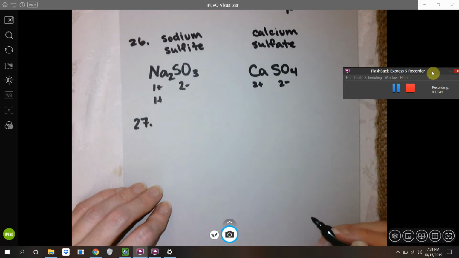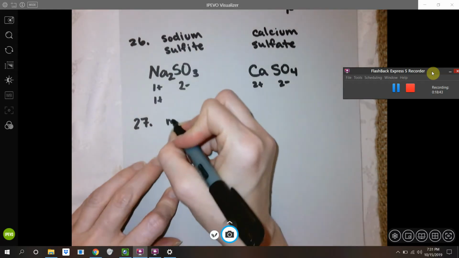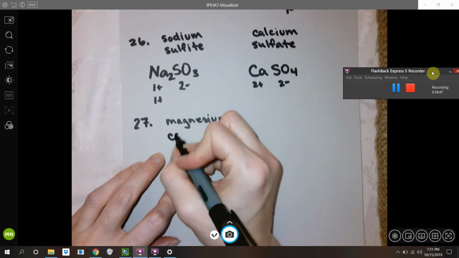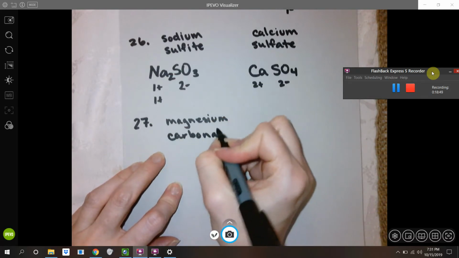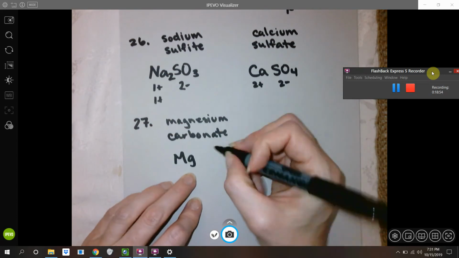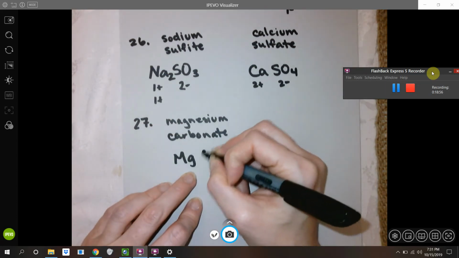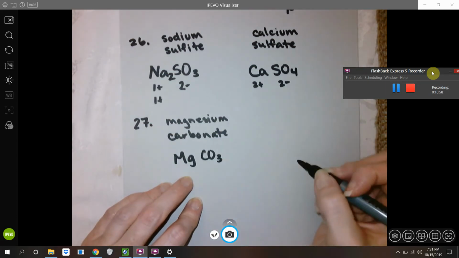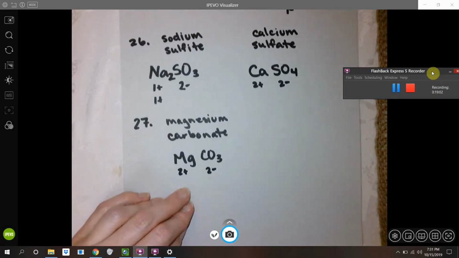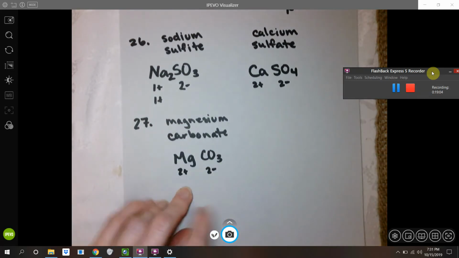Okay, write the chemical formulas for magnesium carbonate. Magnesium is Mg. Carbonate, CO3. Mg is 2 plus. CO3 is 2 minus. They are in balance, so my formula is MgCO3.